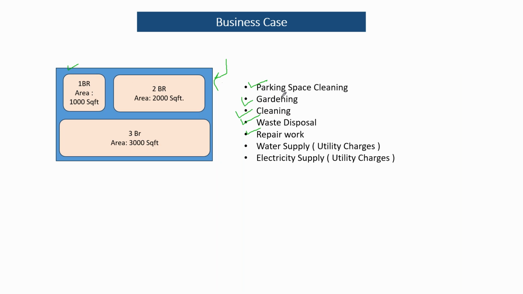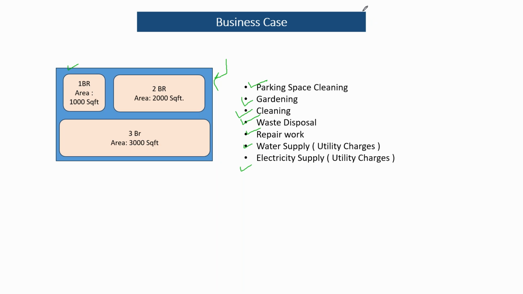In some cases it can be based on the number of people. If I take the example of a gym, it is generally based on the members, so we can apportion the total charges coming to the gym based on the number of people. Here, water supply and electricity supply, these utility charges, can be based on the meter readings. So that is a different scenario.